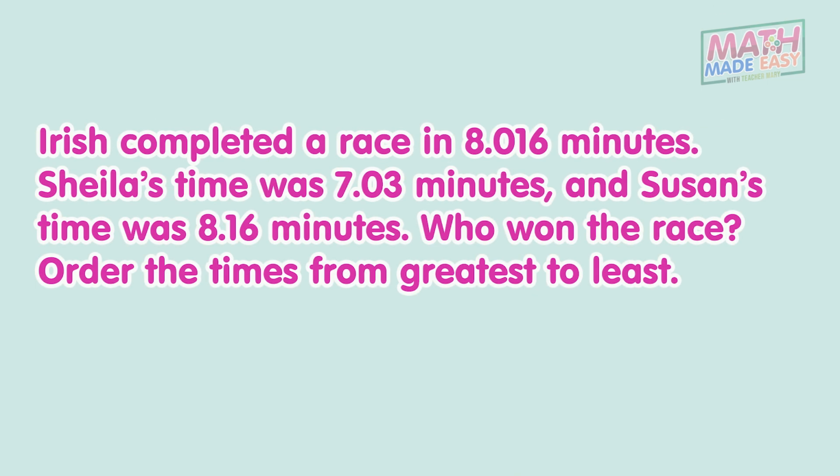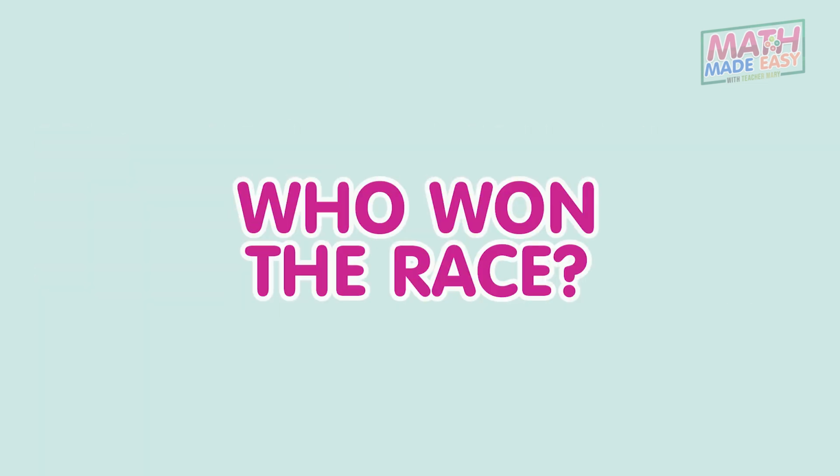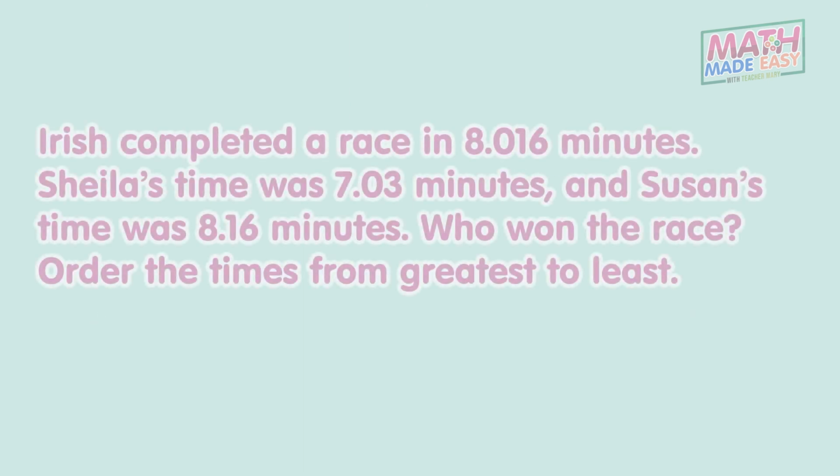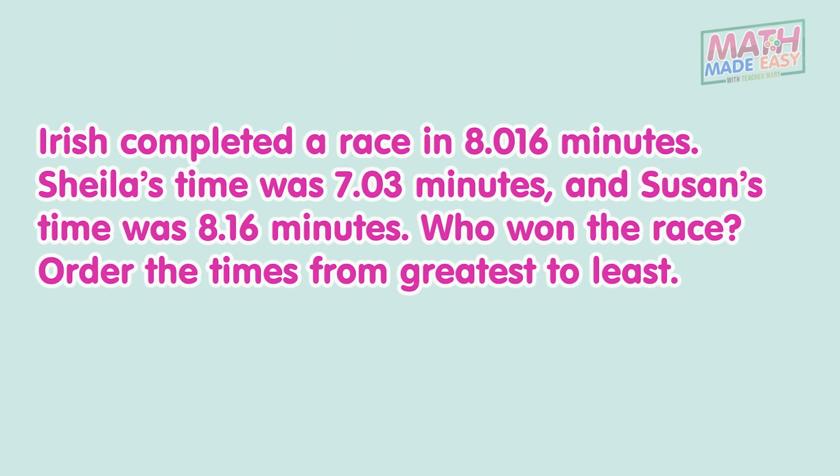Let's have the second example. Irish completed a race in 8 and 16 hundredths minutes. Sheila's time was 7 and 3 hundredths minutes, and Susan's time was 8 and 16 thousandths minutes. Who won the race? Arrange the times from greatest to least. Remember, the winner of a race is the person who ran it in the least amount of time.